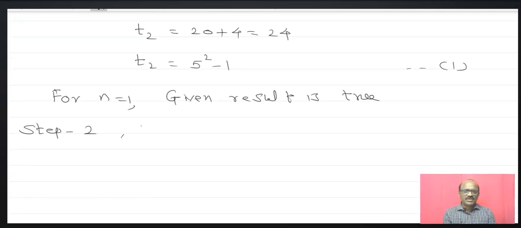Now for step number 2, we will assume that the given result is true for n equals k.